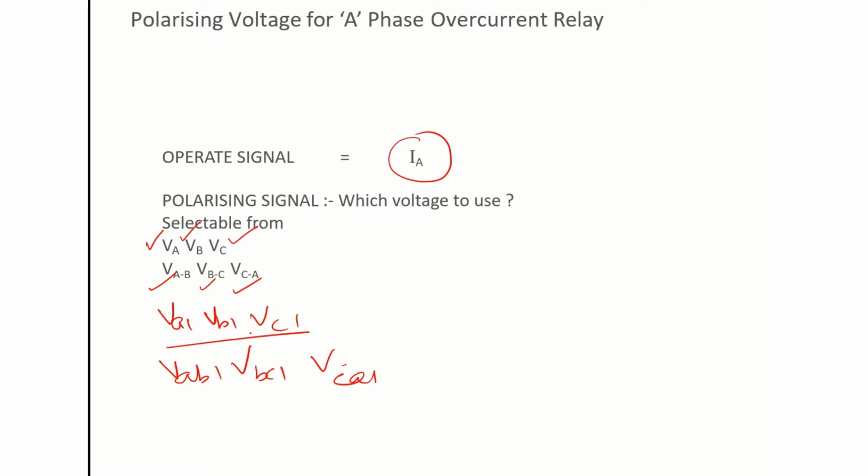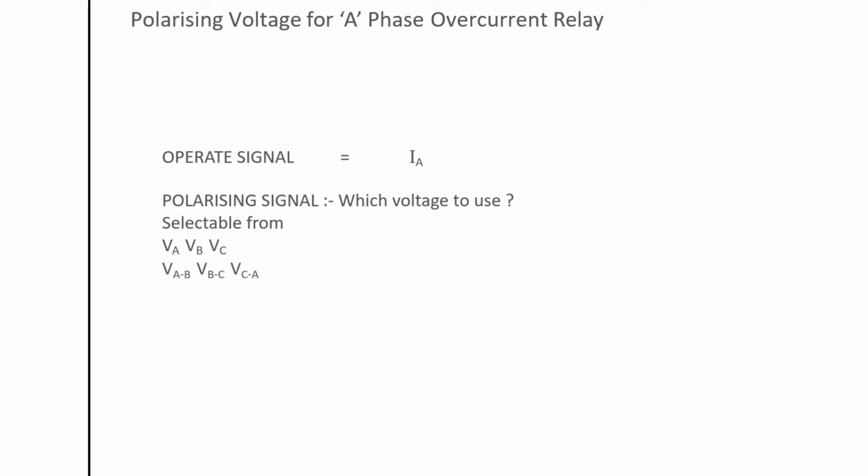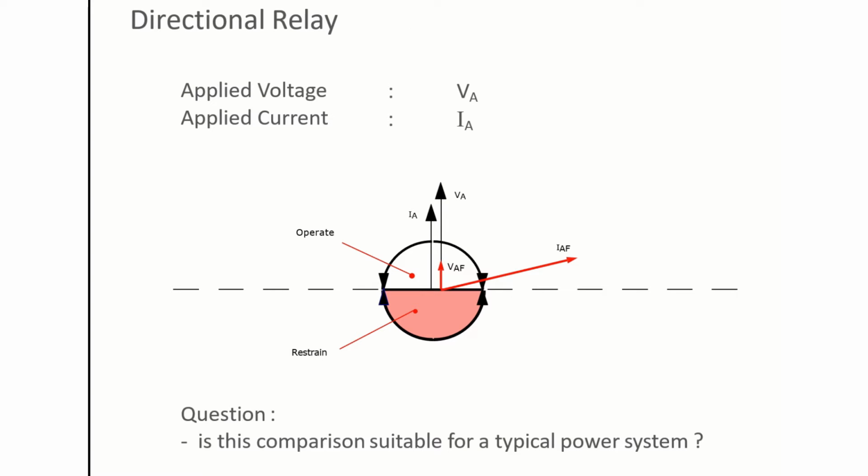So this A1, B1, C1 is basically the positive sequence voltage, and these are the positive sequence line to line voltages. We have multiple options, and which voltage to select as the polarizing signal is the important thing. Now, suppose for an A phase fault we take the reference voltage as VA.